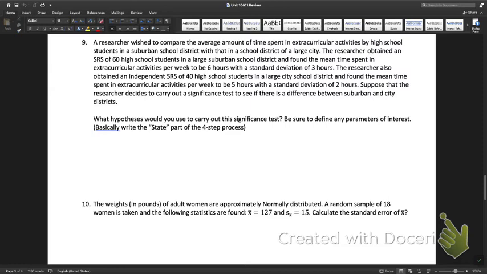Suppose that the researcher decides to carry out a significance test to see if there is a difference between the suburban and city districts. What hypothesis would you use to carry out the significance test? Be sure to define any parameter of interest. In this problem, we have two very different groups, the suburban versus the city. We are looking to see if each group is different as a whole. So I'm not pairing anything up. So this would be a 2 mean t-test.